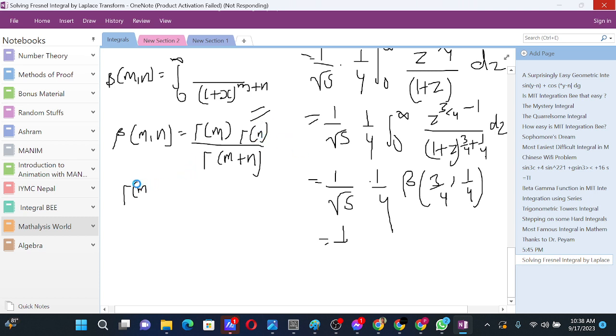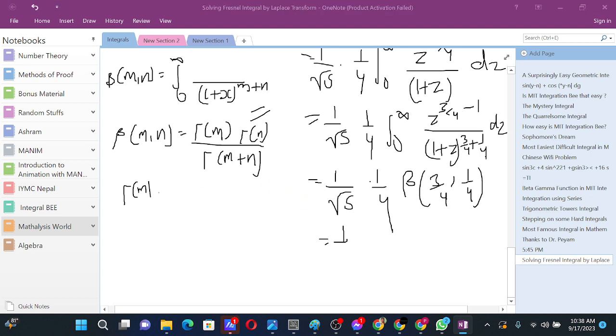Now we have a property from the gamma function that gamma of m times gamma of 1 minus m is equal to pi by sine m pi. We will use this here.